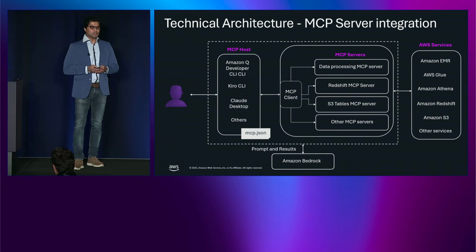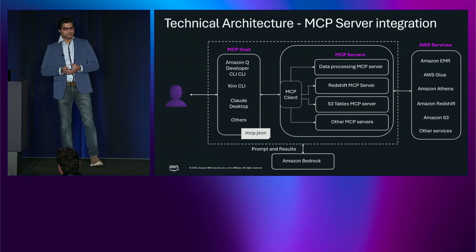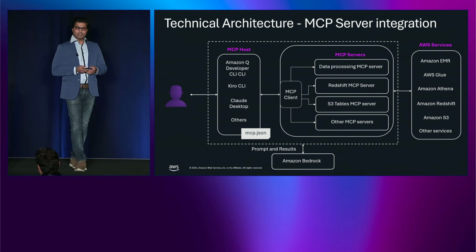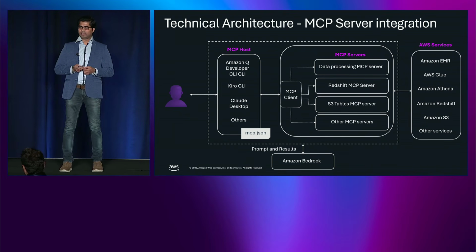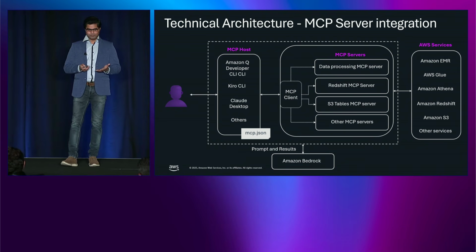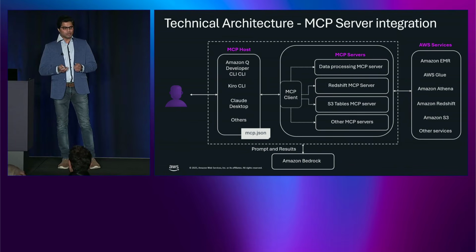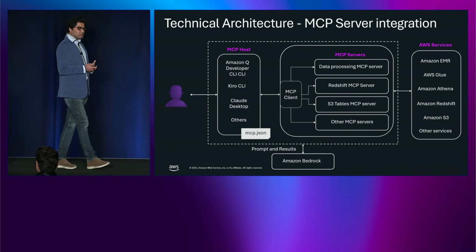So as you can see here, the end user is interacting with an MCP host, right? Now, the MCP host can be an Amazon Q Developer CLI or a Kiro CLI or a cloud desktop or a custom agent that you have built. Now, the agent is trying to interact with the MCP server through a client.